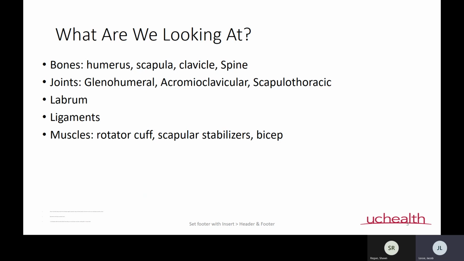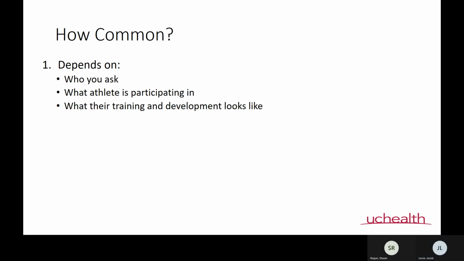On top of that, we have a labrum, which basically grabs onto that shoulder and holds it in there. There are some of the passive tissues that hold on, some ligaments, and then a series of muscles that are going to keep that shoulder nice and mobile, as well as nice and strong. Looking at our rotator cuff, some scapular stabilizers, and the bicep tendon itself.